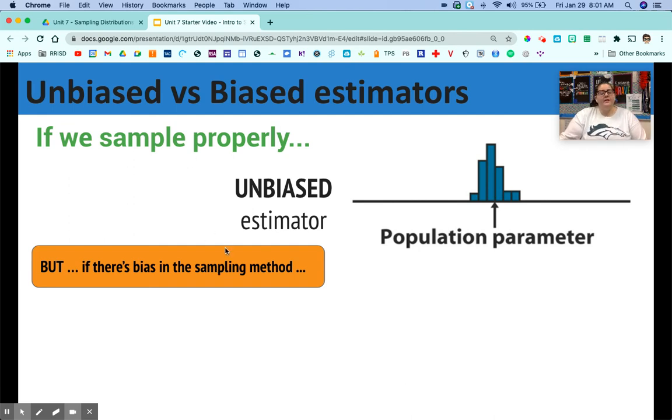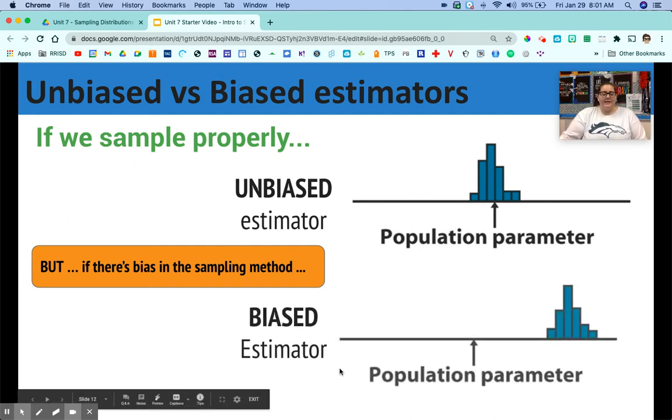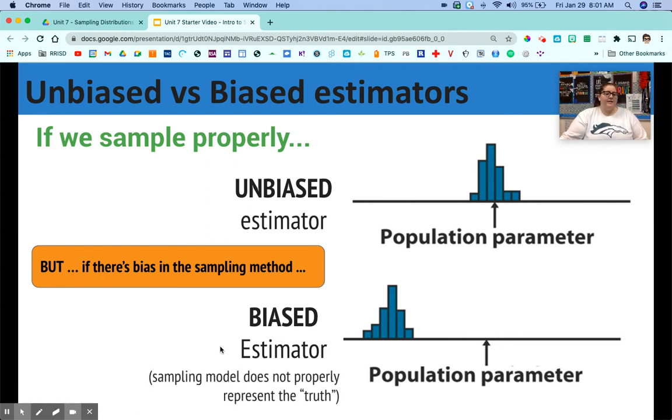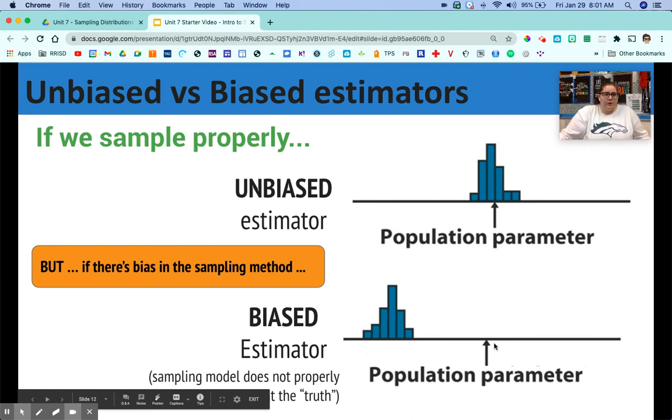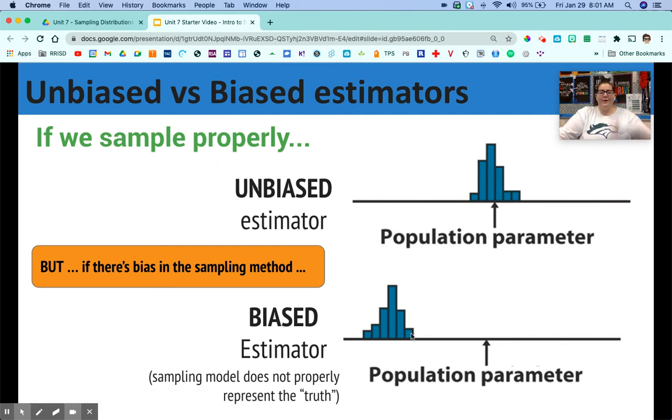But if there's bias in our sampling method, or even just in the way that we ask the questions in our survey, we end up with a biased estimator, which basically means we get sample statistics that are way off from where the true population parameter actually is. Maybe it's way above, maybe it's way below, but it's off from what it should be. So our sampling distribution doesn't properly estimate what's true about our population. And that's not something we're necessarily going to know. We don't generally know the true population when we take a sample. But if we're doing something that's biased, we know it's going to be off.